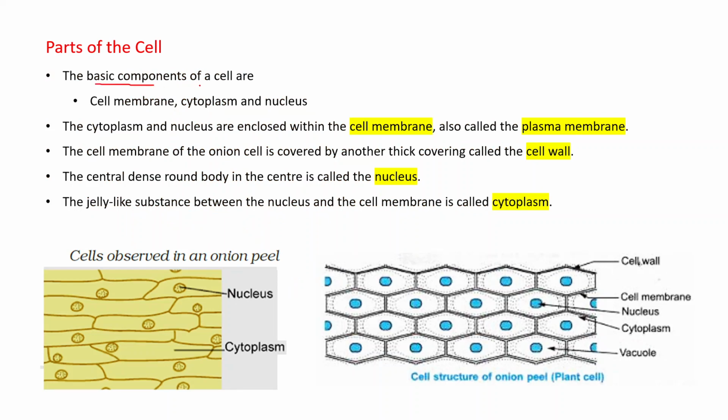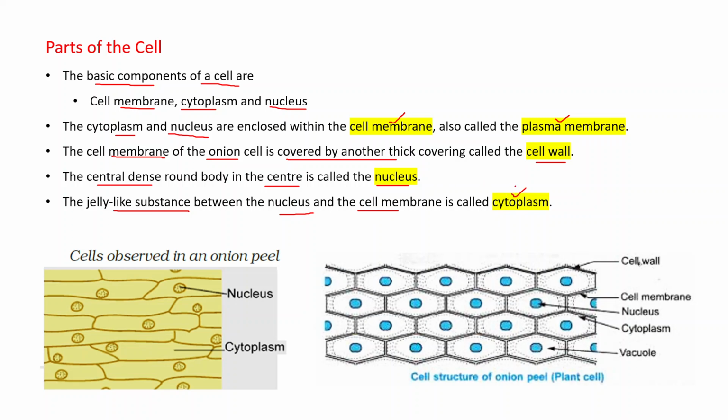The basic components of a cell are cell membrane, cytoplasm and nucleus. The cytoplasm and nucleus are enclosed within the cell membrane, and that cell membrane is also called the plasma membrane. The cell membrane of the onion cell is covered by another thick covering called the cell wall. The central dense round body in the center is called the nucleus. The jelly-like substance between the nucleus and the cell membrane is called cytoplasm.